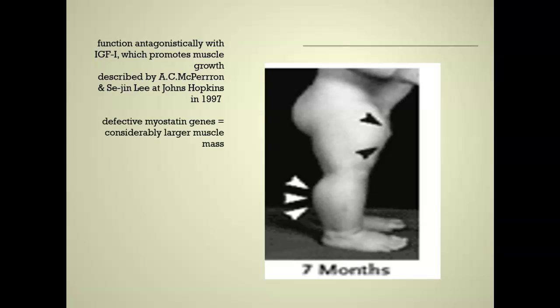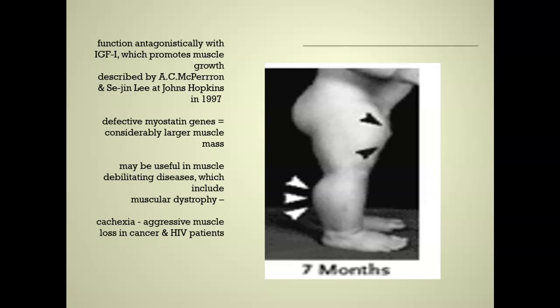But they have found naturally occurring examples. The Belgian blue cow is an example of one with a defective myostatin gene. So learning about this, maybe this is a way to treat muscle-debilitating diseases like the dystrophies, or the muscle loss in cancer patients or HIV patients. So it's a thought. They've been thinking about it now for almost 23, 25 years.